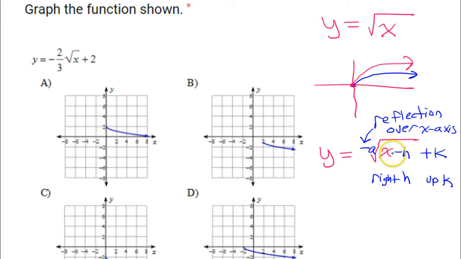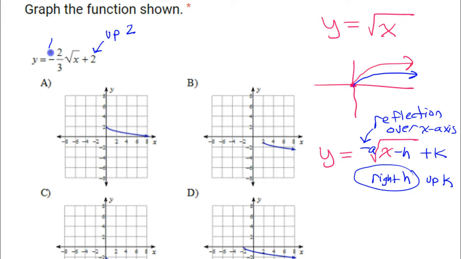Is there an x plus something or an x minus something? No. There's no other number under the radical other than x. So there's no right or left. But this plus 2, notice it is outside of the radical. That's like this k value. So this means that the graph is going to be shifted up 2.